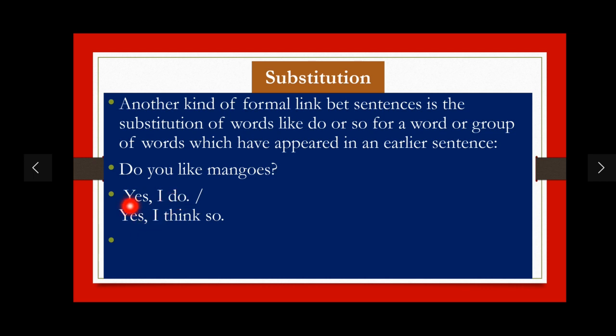You can say, yes, I think so. So I think so is also replacing like mangoes, right? For example, if I ask you, do you love your country? And you tell me, yes, I do. So you are replacing love your country with do. So this is substitution.